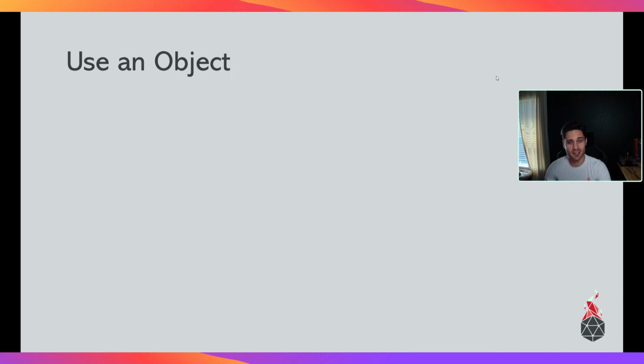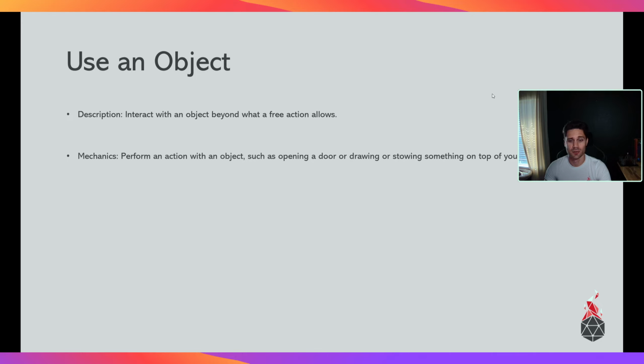Lastly, use an object. This is when you interact with an object beyond what your free action allows. So you perform an action with an object, such as opening a door or drawing or stowing something on top of your free action. So your free action, in most cases, is going to allow you to draw or stow one weapon. However, if you are holding a weapon and you need to draw a weapon, let's say they're both two-handed just to make this simple, and you need both hands for both weapons, you would have to either use your action to stow the weapon you're holding to pull out another one, or drop that weapon to use your free action.